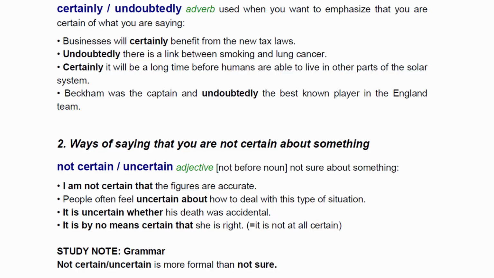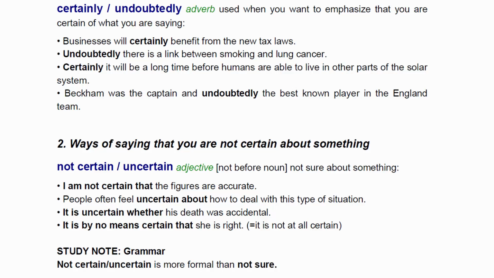Businesses will certainly benefit from the new tax laws. Undoubtedly, there is a link between smoking and lung cancer. Smoking is truly injurious to health, so please don't smoke if anyone smokes out of my subscribers. Certainly, it will be a long time before humans are able to live in other parts of the solar system. Certainly, it will be a long time means it will take a long time. Beckham was the captain and undoubtedly the best known player in the England team.